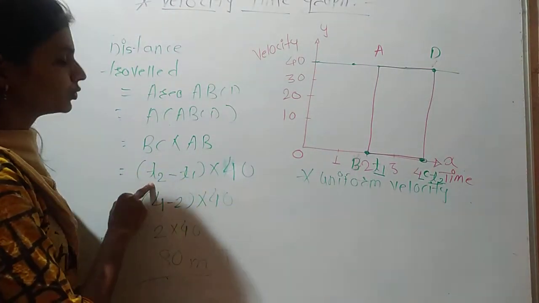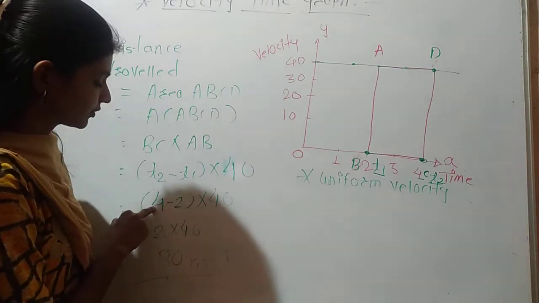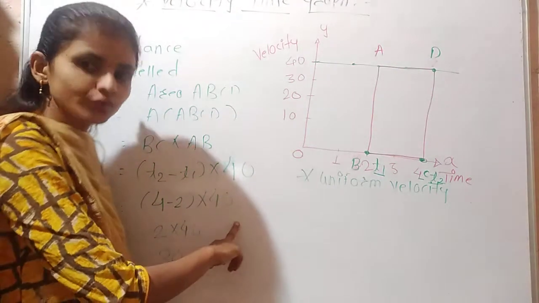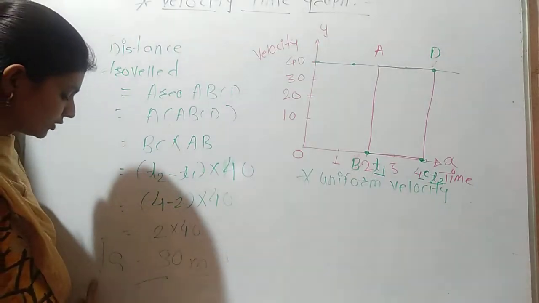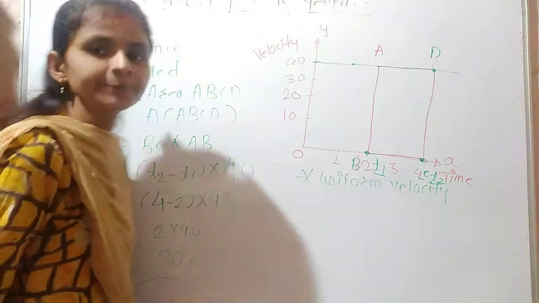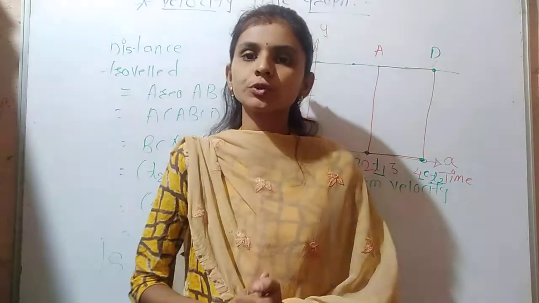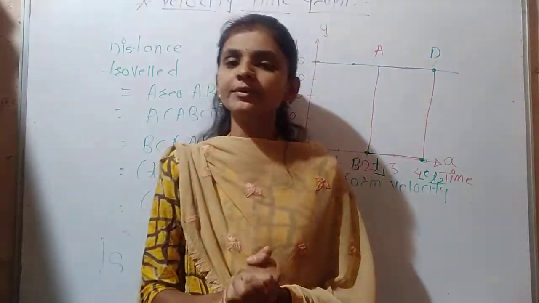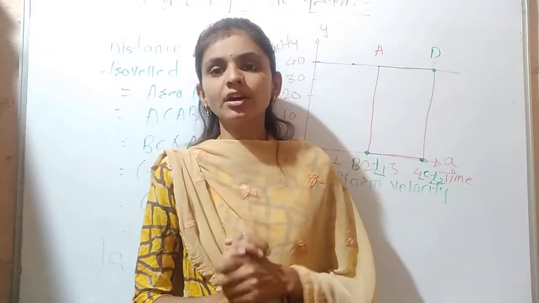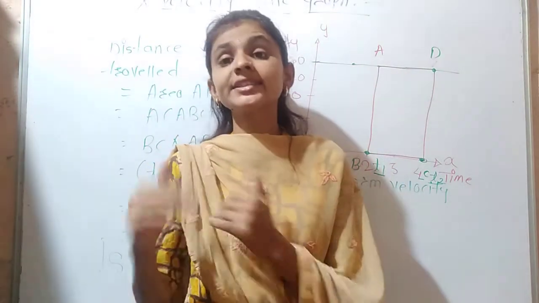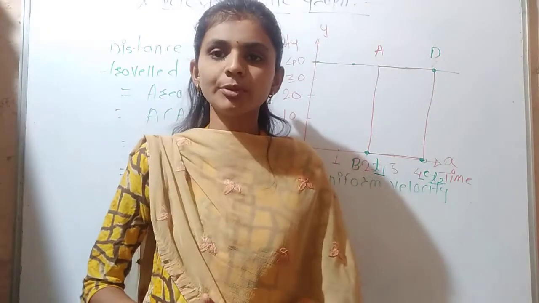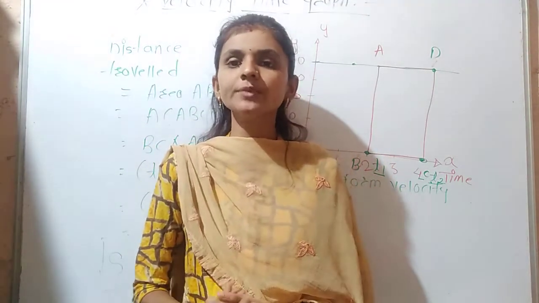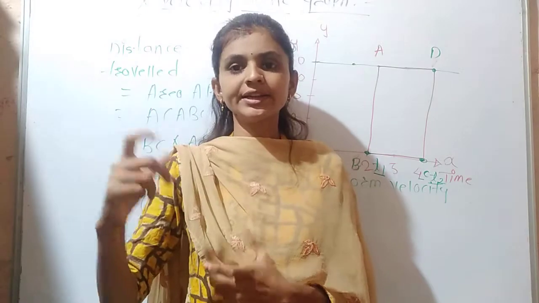Then we know the time interval T2 is 4 and T1 is 2. So 4 minus 2 multiplied by 40. Here we got the value, that our total distance is equal to 80 meter. Like that, students, we can find out different values. In the next period we will discuss uniform accelerated velocity. Today we discussed only uniform velocity.